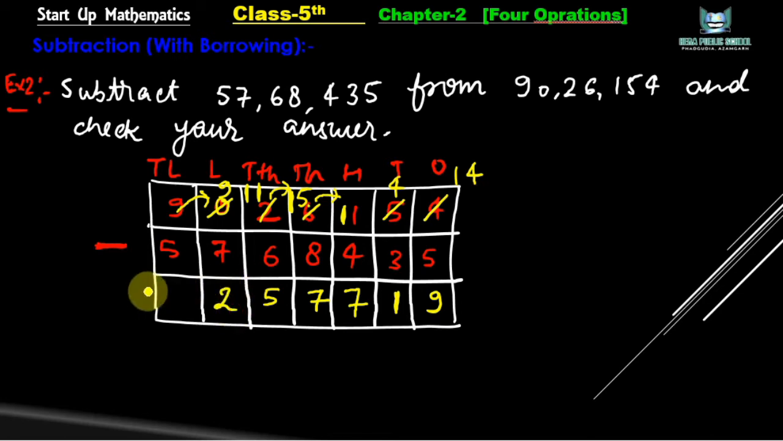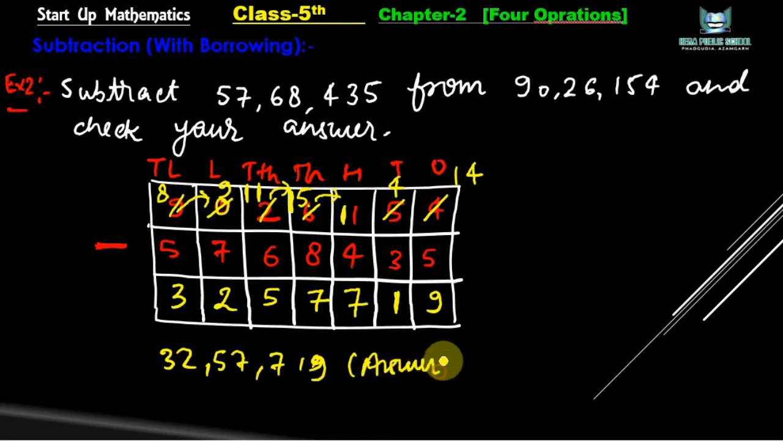Here we get 8. 8 minus 5 is equal to 3. So your answer is 32,57,719. This is your answer. Now we are going to check whether your answer is correct or incorrect.